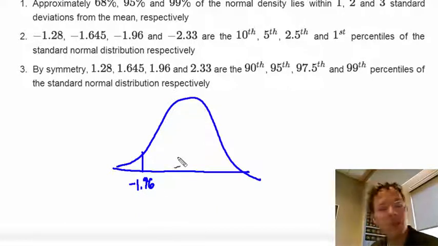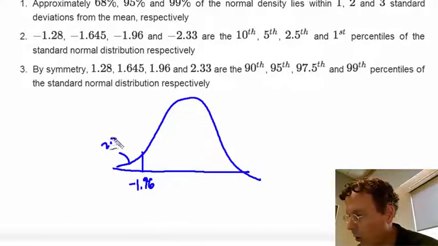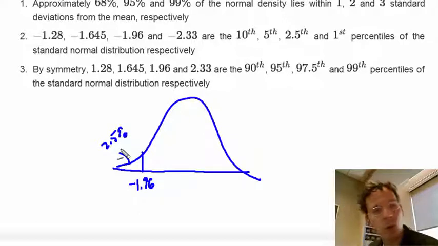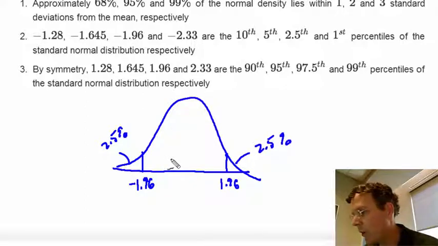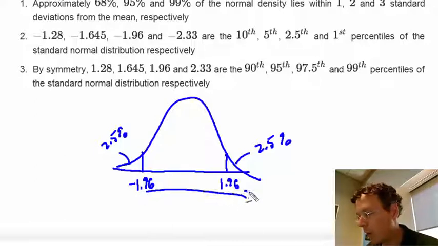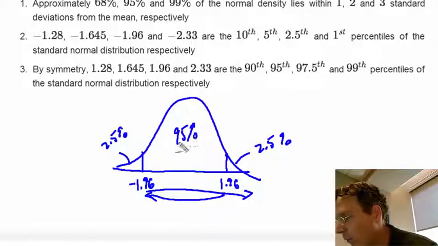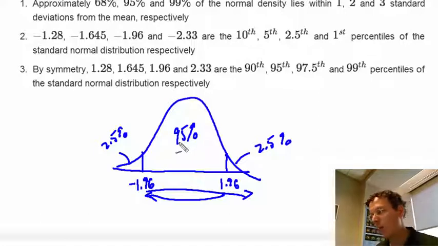Negative 1.96 is the point such that 2.5% of the mass of the normal distribution lies below it, and positive 1.96 is the point such that 2.5% of the mass lies above it. This would mean that 97.5% lies above this point right here, and 97.5% lies below that point right there, so that 95% lies in between.